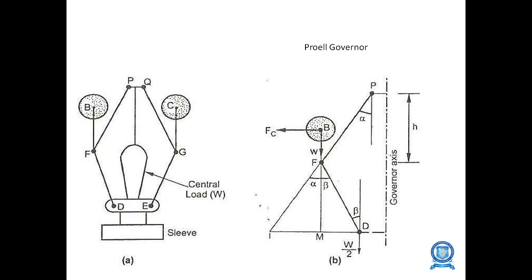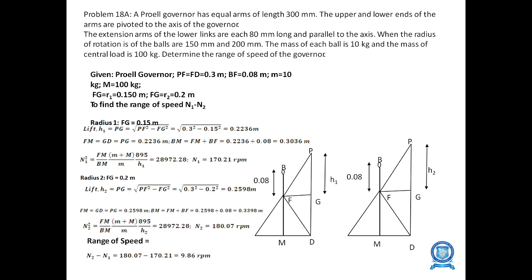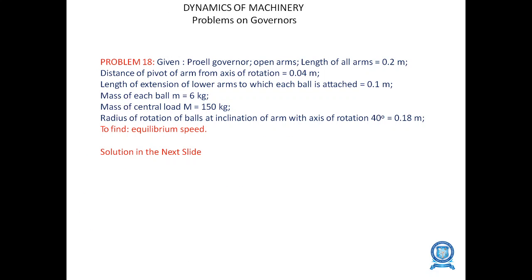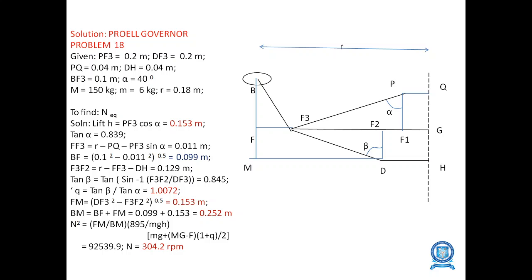This is a Proell governor, in which we have an extension of the lower link. The extension of the lower link is given. This is the formula to find the range of speed of the governor for the Proell governor. Take the given values, substitute the values, and find N1 and N2. For finding N1 and N2, we should know the values BM, HM, MN and capital M. After finding these values, find the range of speed. So this is a type of Proell governor.